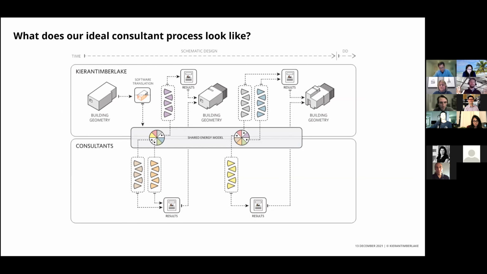So we'll confess that we haven't fully achieved this workflow. It's definitely aspirational, but we see a lot of other advances in the field that are working towards this kind of common approach of a shared energy model that can be leveraged for many different types of performance analysis.